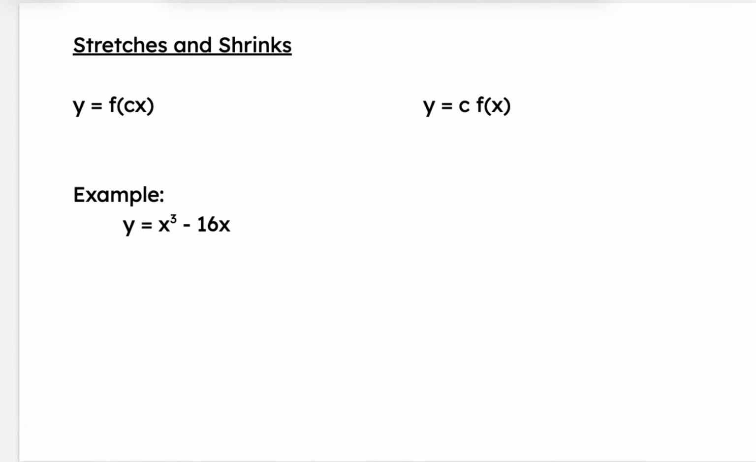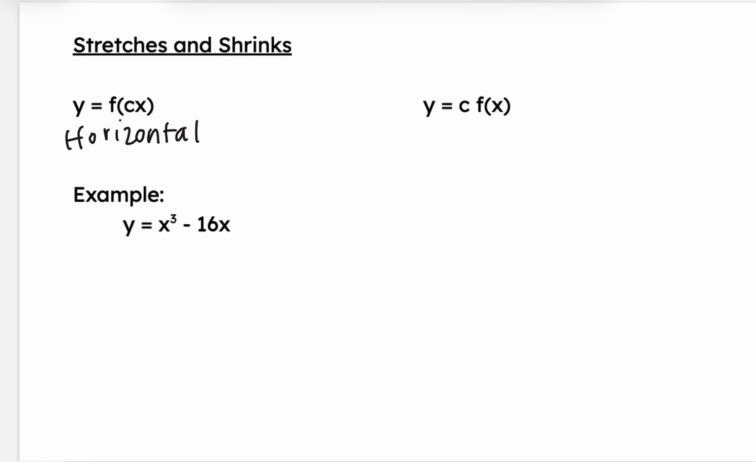Okay, the next part is stretches and shrinks. And this is probably, of the transformations, the most confusing one to remember, because the placement of the number makes a difference, and also whether or not it's a stretch or a shrink. So we're talking about horizontal and vertical stretches and shrinks. So starting out with the c inside the parentheses, that means that it's going to be horizontal. It could be a horizontal shrink, could be a horizontal stretch.